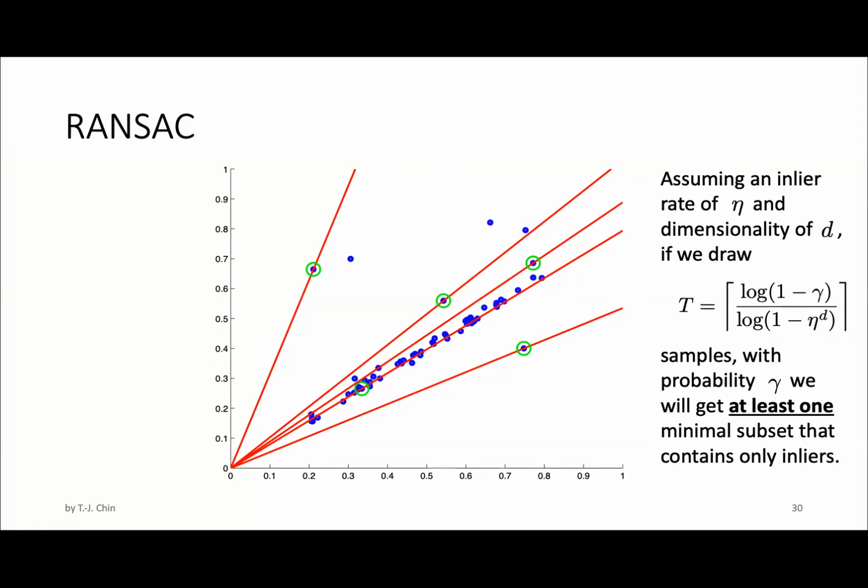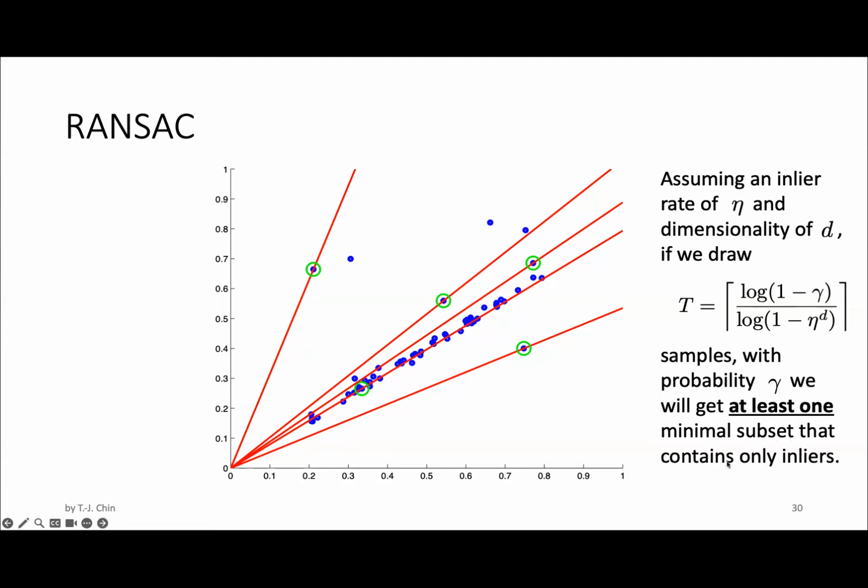So in RANSAC theory, if there is a technique to verify, you don't even generate all these minimal subsets. If you know the inlier rate and the dimensionality of your problem, you can probabilistically sample T samples, given by this equation here, with some probability gamma that you can determine. The key point here is that you can find at least one minimal subset that contains only inliers.